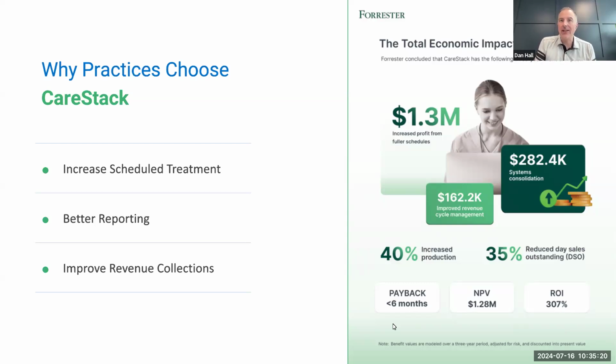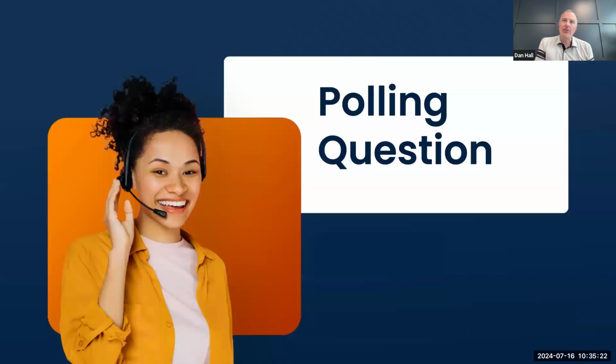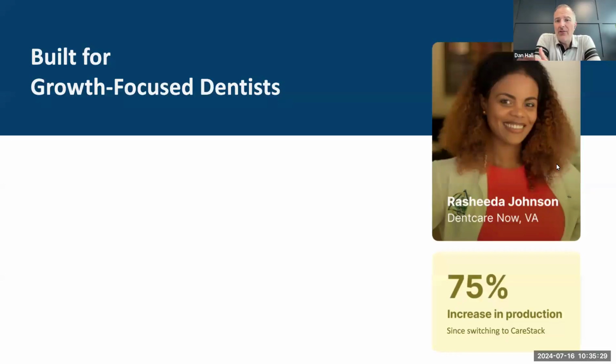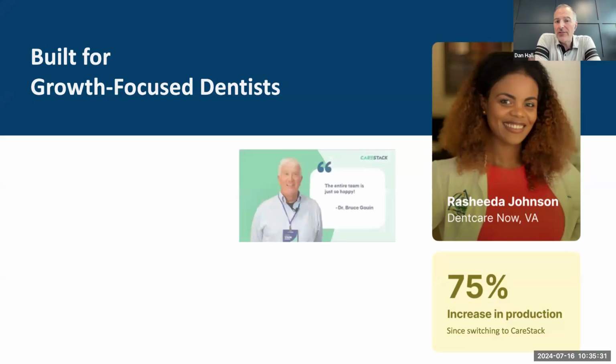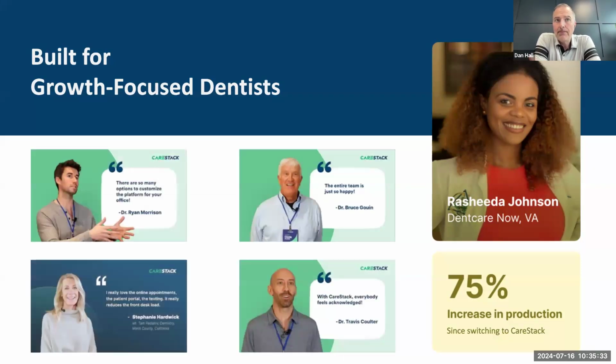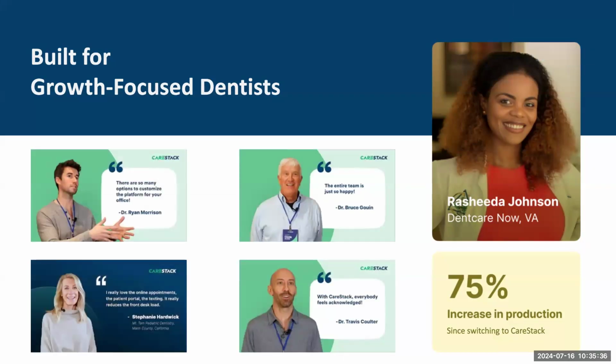Jacob, if we could jump over to the next slide. I know we're talking a lot about why people switch and what the results look like. And I know you're going to throw out a polling question. I don't know if we want to do that now, or jump over to the question section. Yeah, you can keep rolling. We'll hit the polling later.